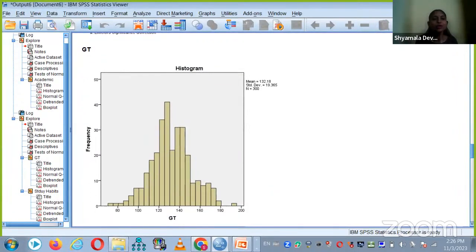See, this is the histogram for home environment. See how the graph has come. It is a normal curve, right? It is a bell-shaped curve. You will get a bell-shaped curve for this data, which means the data are normally distributed.